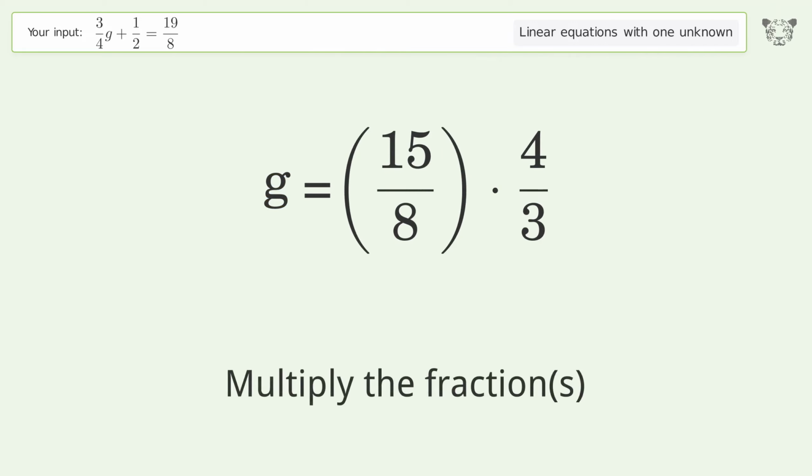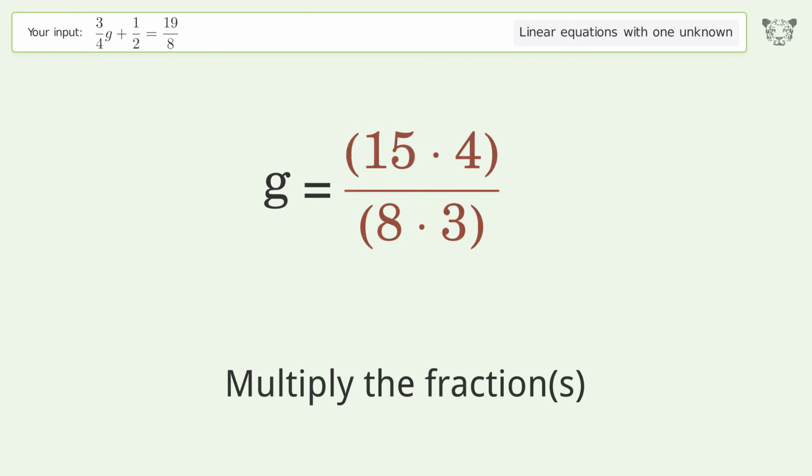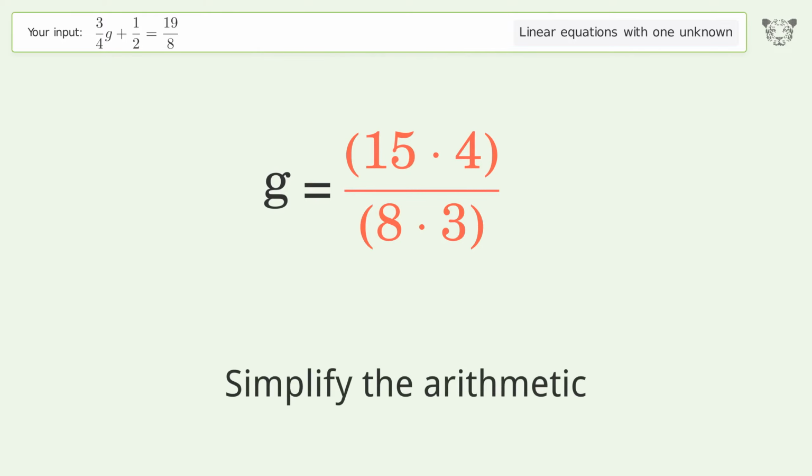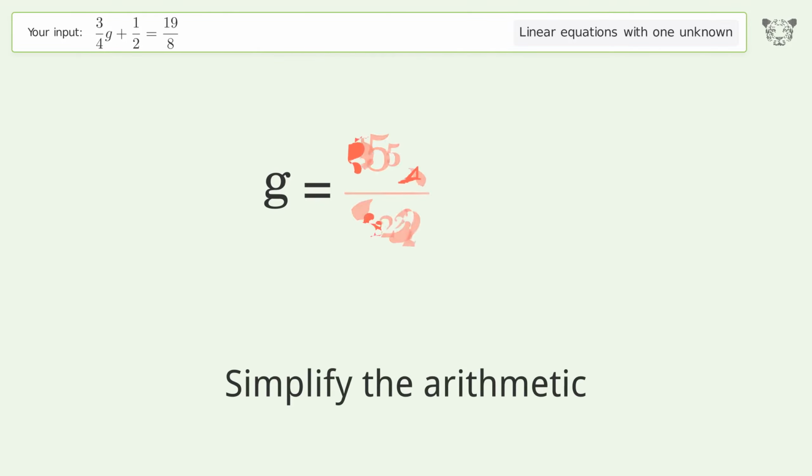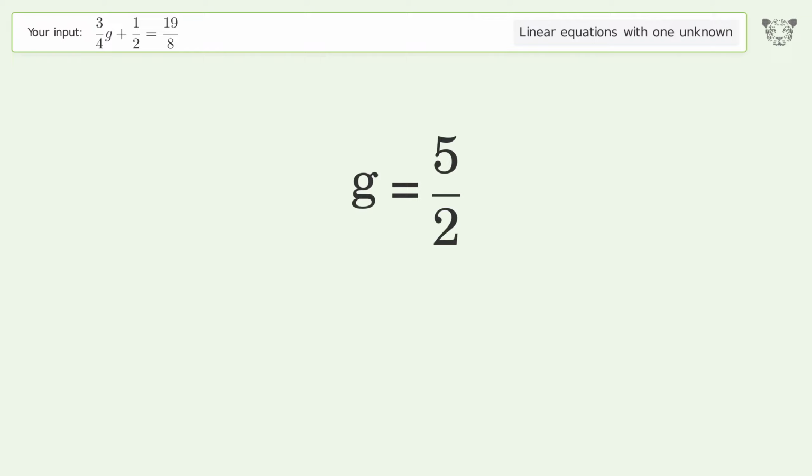Multiply the fractions. Simplify the arithmetic. And so the final result is g equals 5/2.